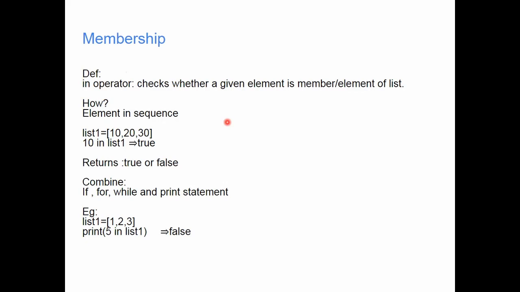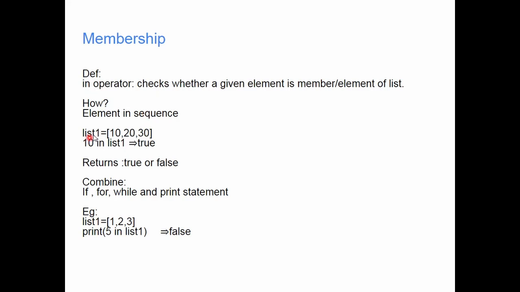So in Python, we check membership by using the in operator. The keyword will be in. This in operator checks whether a given element is a member, or an element, of the list. The method of checking is to use the element, the in keyword, and the sequence. The sequence, for example, here could be a list.